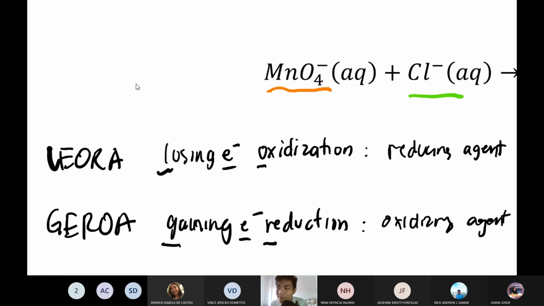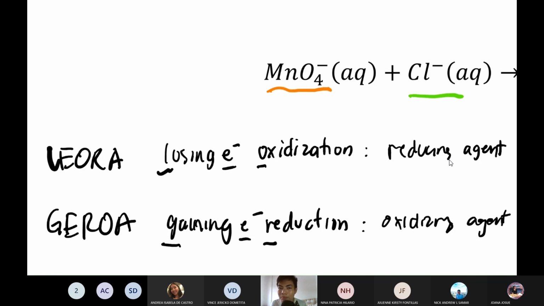Okay? So, sabi ng LEO-GER, if your species undergoes oxidation process, it is also called the reducing agent. Kapag siya ay na-oxidize, ang tawag sa kanya ay reducing agent. Pag siya naman yung na-reduce, ang tawag sa kanya ay oxidizing agent. You may ask yourself, no, ba't baliktad? Okay, ba't baliktad? Imagine it as ganito lang.